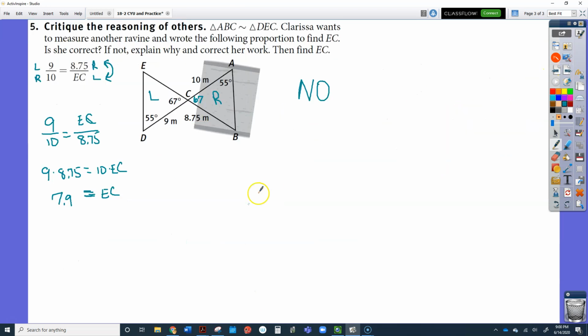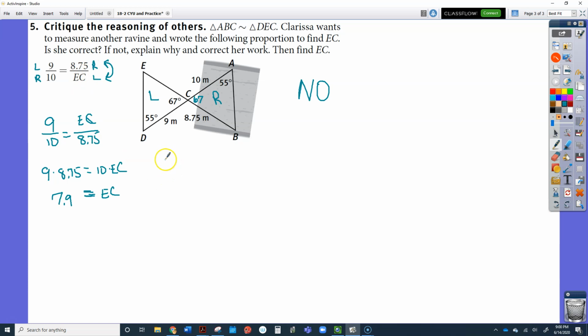And then the last one is Clarissa wants to measure another ravine. And then she wrote this proportion. Is it right? Absolutely not. She did what a lot of people are going to do, and she flipped one of her ratios.